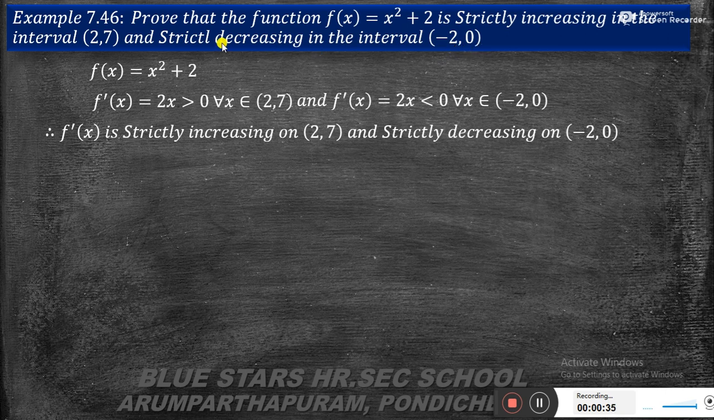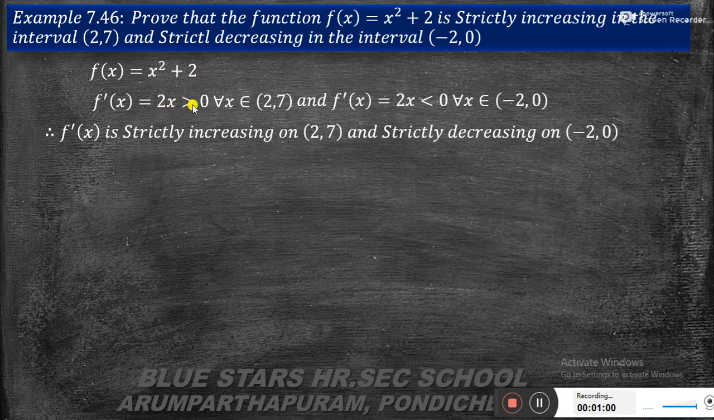So first step, I write the given function. The given function is f of x equal to x square plus 2. So I write it here, f of x equal to x square plus 2. In the next step I take the differentiation. So f dash of x equal to differentiation of x square. We differentiate the x square, so 2x. Differentiation of 2 is constant, which is 0. So 2x. Here the 2x is positive sign.